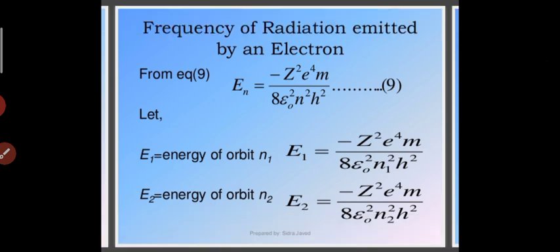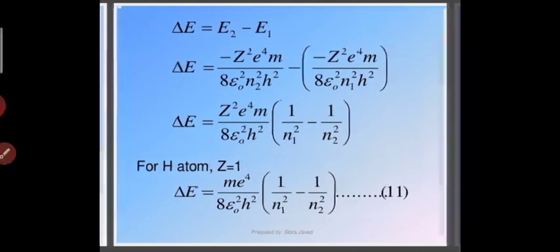Suppose the frequency of emitted radiation we will find out from equation 9. En is equal to minus Z square e to the power 4 m upon 8 epsilon naught square n square h square. Suppose I am finding the energy for E1 and E2. You just need to substitute the n values 1 and 2. So you will get this relation, and if I subtract E1 from E2, then what I will be left with: Z is common, e is common, m is common, epsilon naught is common, h square is common. So I will take all the common terms outside the bracket, and in the bracket I will be left with 1 by n1 square minus 1 by n2 square.